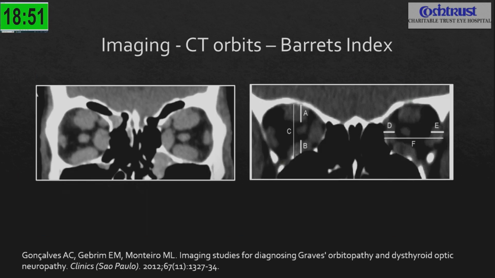If you look at the coronal sections, you can make out if there is any apical crowding, that is, the enlargement of extraocular muscles can lead to an optic nerve compromise, and this is helped by the Barrett's index.